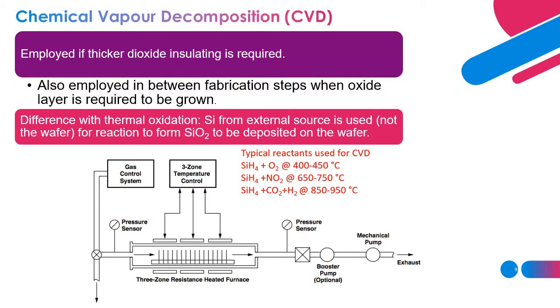For chemical vapor deposition, CVD, it is usually employed if a thicker oxide insulation is required, in between fabrication steps when an oxide layer is required to be grown. The difference of CVD from thermal oxidation is that the Si is supplied from an external source instead of from the wafer itself. For the reaction to form SiO2, SiH4 reacts with oxygen at 400 to 450 degrees Celsius, SiH4 reacts with nitrogen at a temperature of 650 to 700 degrees Celsius, and SiH4 reacts with carbon dioxide plus hydrogen at a temperature of 850 to 950 degrees Celsius.